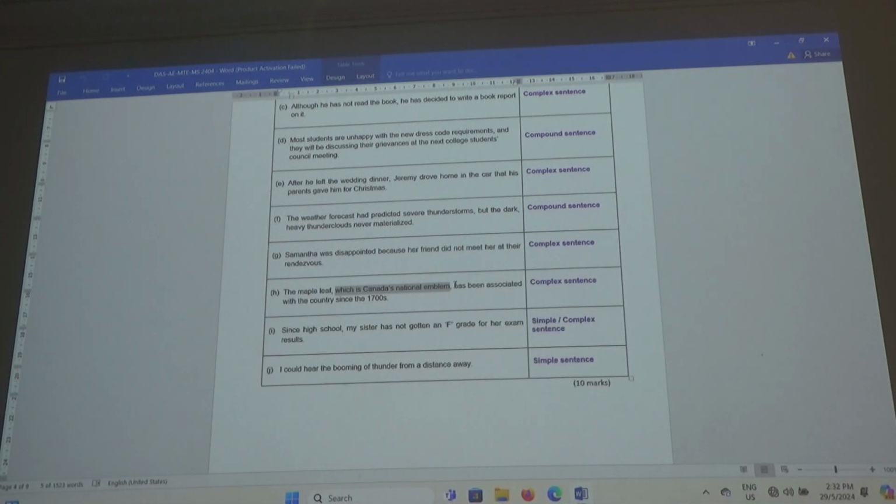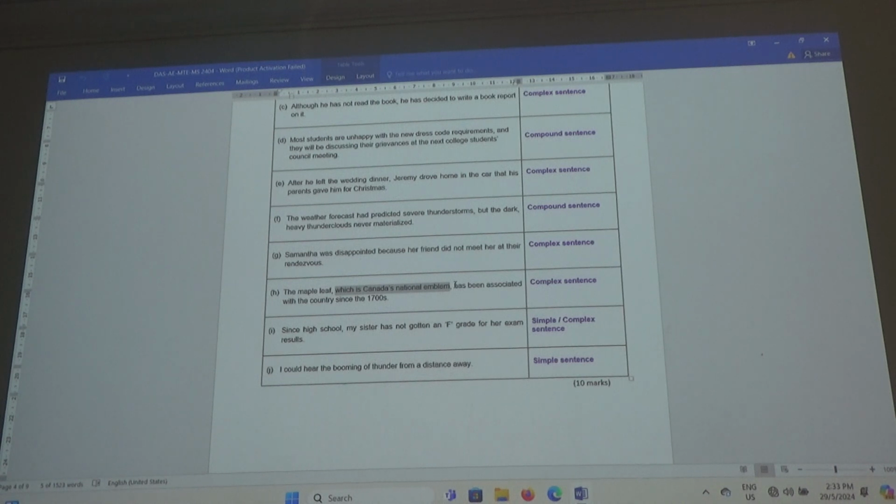Maple leaf, okay. That's the subject, okay, alright. Maple leaf is the subject, and then that phrase, which is Canada's national emblem, is supporting the maple leaf, right? True, true. But the which is wrong there. If you are looking at it from a subject-verb agreement, then you should say, the maple leaf is Canada's national emblem. Full stop. Period. The which distorts everything. Is that okay? Yes. So that's why I put a comma there. Now you know the importance of a comma. Is that okay? You can understand?